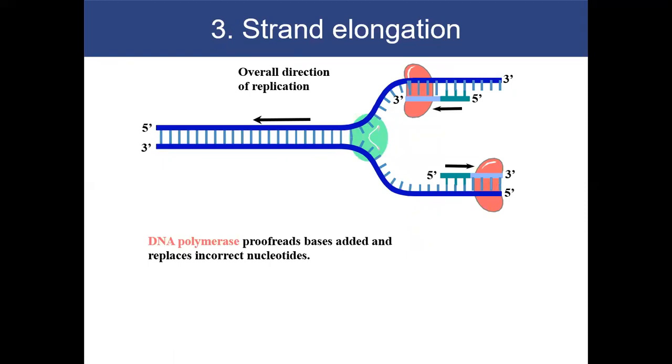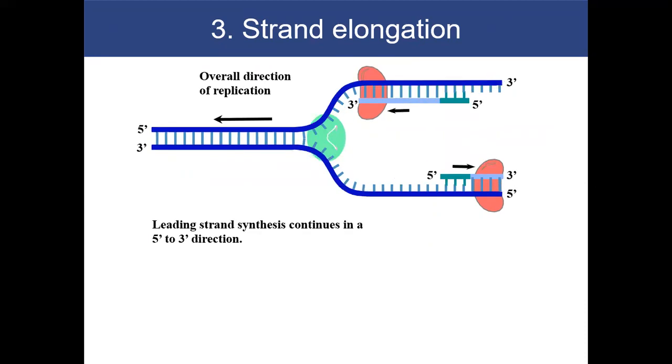Whilst it's adding these nucleotides, another important thing that it does is it reads the bases, and it also replaces incorrect nucleotides. So it does a bit of correction as well. So the polymerase does numerous things. Now if you look, you can see the strand continues to extend.